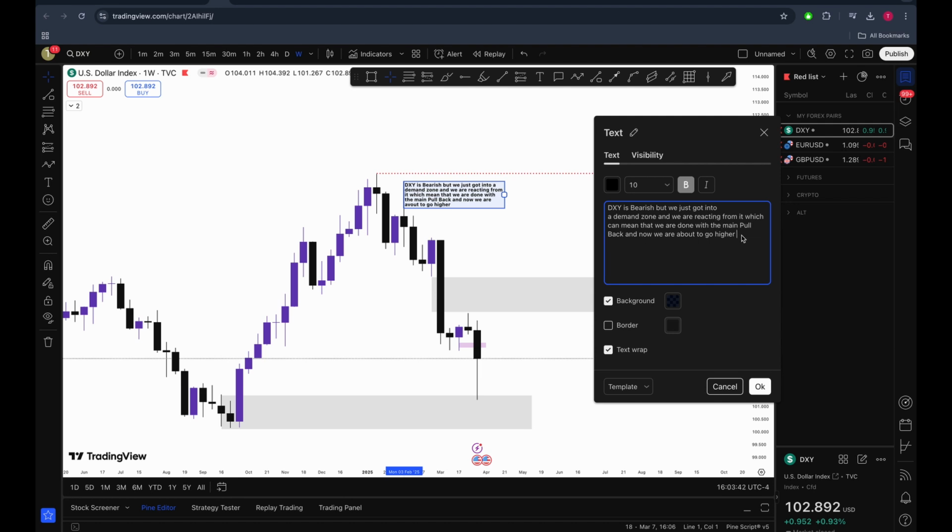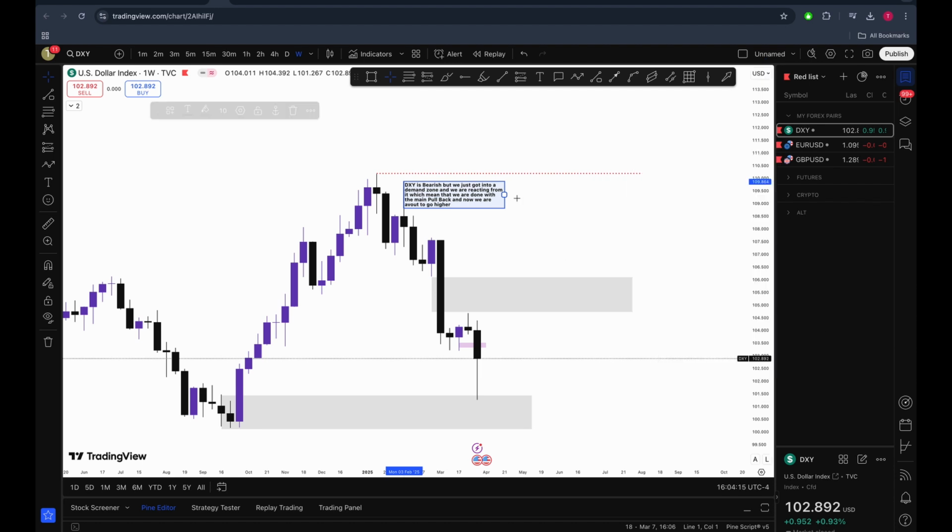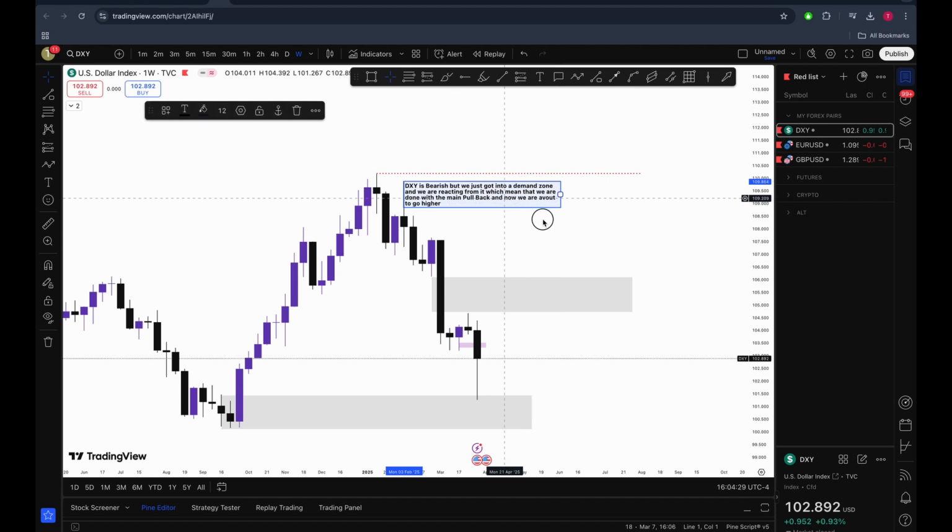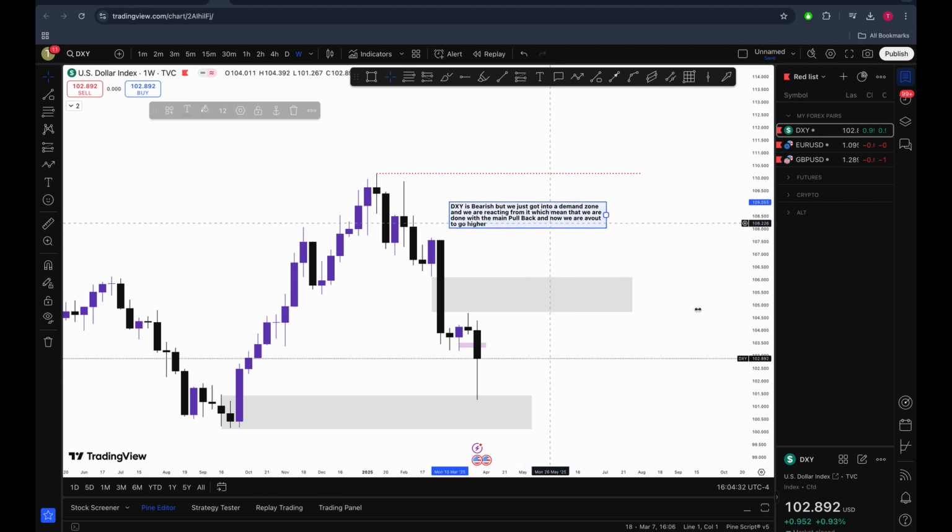So let me add this. Price is in a discount on the weekly time frame. Yeah, so it's likely for us to go up, but we don't take any decision here since this is the weekly time frame. We are expecting the market to open and we see what the market will give us. We trade what we see.